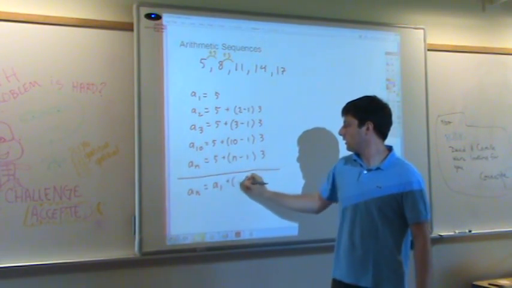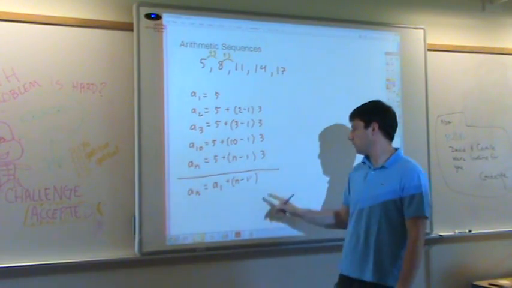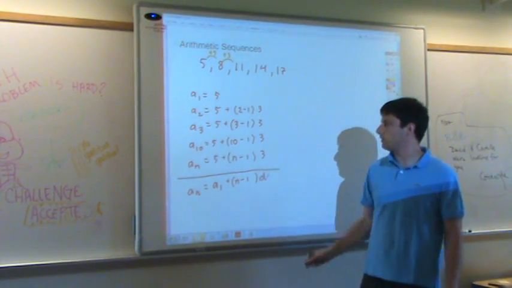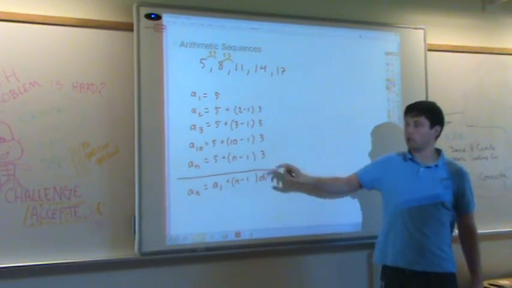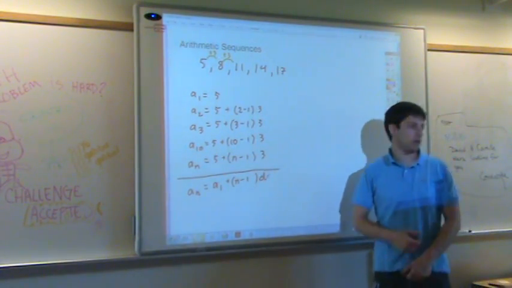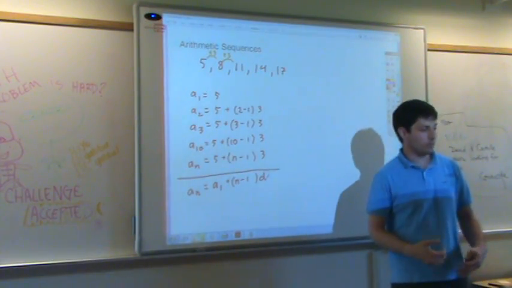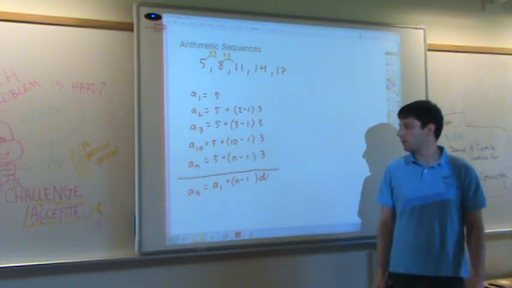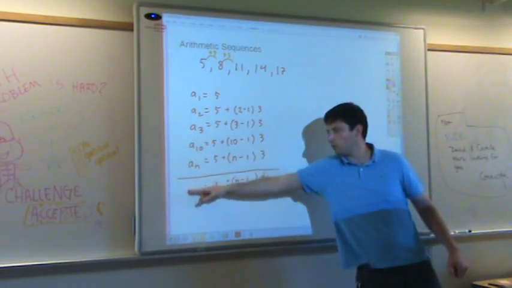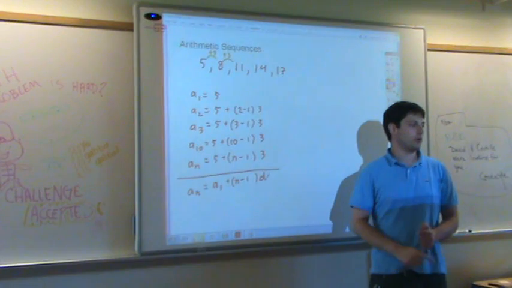plus n minus 1 times D, where we use D to represent that constant. The 3 is a constant, yes. D we could pick for any sequence. We could pick a sequence where you go up by 5 each time, or by 2.5 each time. Doesn't matter, it could be anything. This is the general form for the nth term of a sequence.